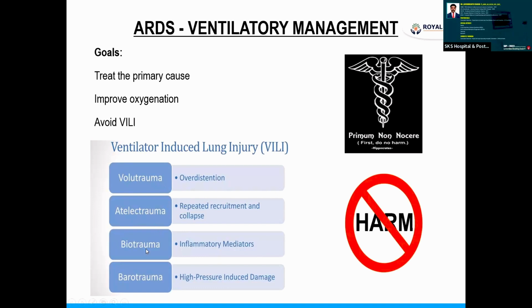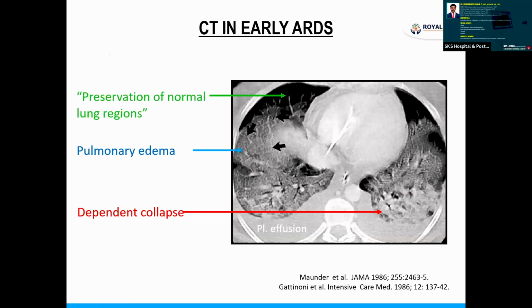So volutrauma, atelectrauma, barotrauma, biotrauma, all these things can worsen the ARDS as such, and it can cause ventilator-induced lung injury. So our main aim in ARDS ventilation is to improve oxygenation, but at the same time not cause ventilator-induced lung injury or worsen the ventilator-induced lung injury. So how do we do it? We'll just see it in the coming slides.